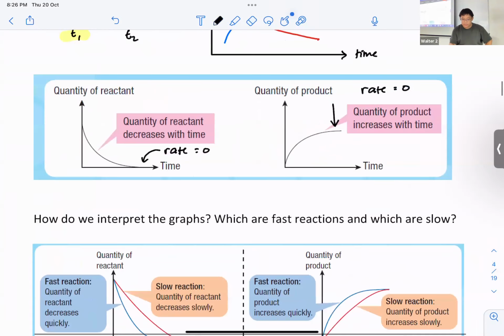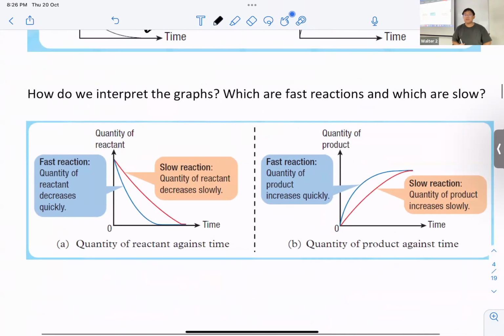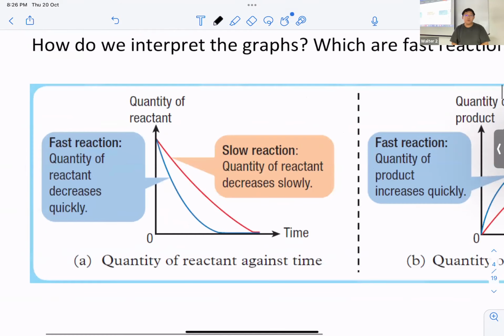Okay, now, how do we interpret graphs? Sometimes in your exam, they will also ask you to predict another, similar reaction, but maybe a faster or slower reaction. So they will ask you to sketch another line on top of the existing line. So you need to know how to draw the lines also. Based on the first graph on the left, you will notice that there is a blue line and a red line, which shows you the rate of reaction also.